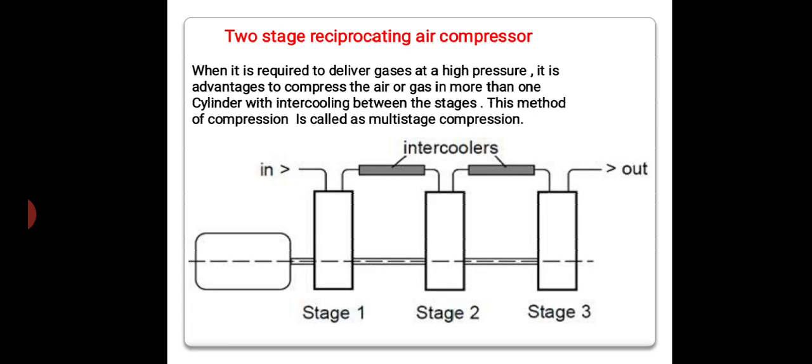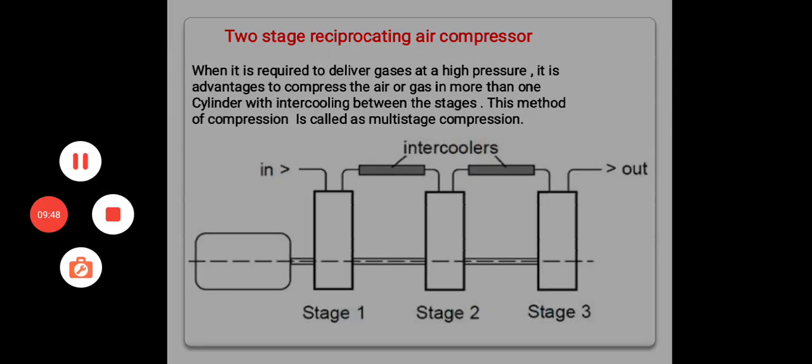Now when it is required to deliver gas or air at a high pressure, it is advantageous to compress the air or gas in more than one cylinder with intercooling between the stages, and this method of compression is known as multi-staging of the compressor.